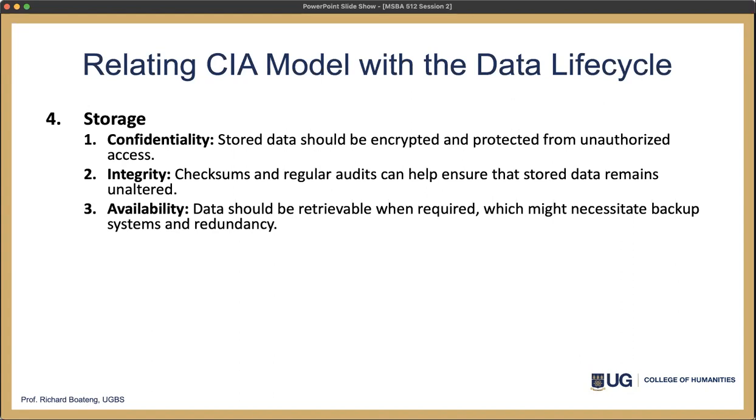Okay. Checksums and regular audits can help ensure that data stored remains unaltered. And that has to do with the logging of the information that is there, so that anytime anybody goes into the data, we log and find out who was in here, what did he do. We check what did he even click on whilst he was in the platform. Then availability: data should be retrievable when required, which might necessitate the backup of systems and redundancy.